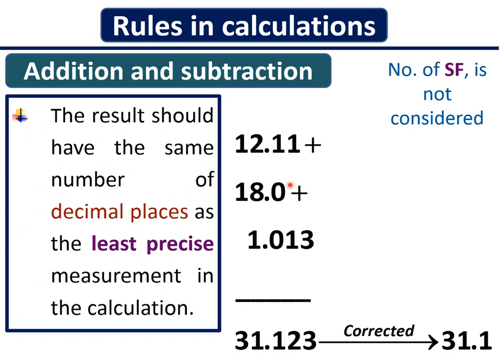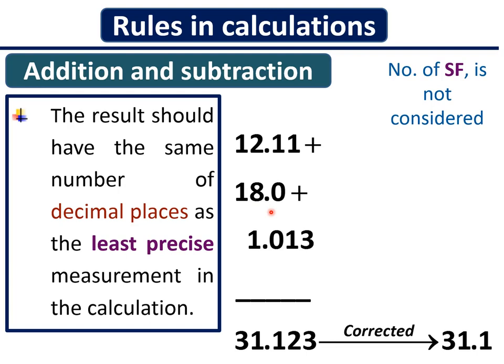How many decimal places does it have? Two. The second one, one. The third one, three. So the result should contain only one decimal place, regardless of the number of significant figures. I will not pay any attention here to the significant figures. I will only look at the decimal places. So this is the result.